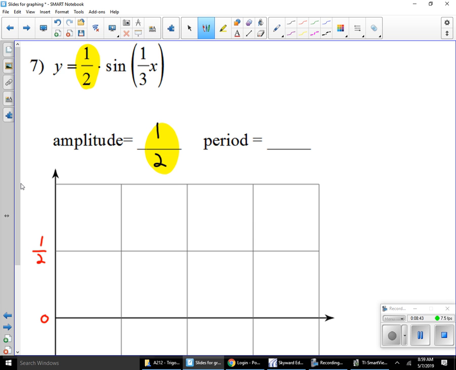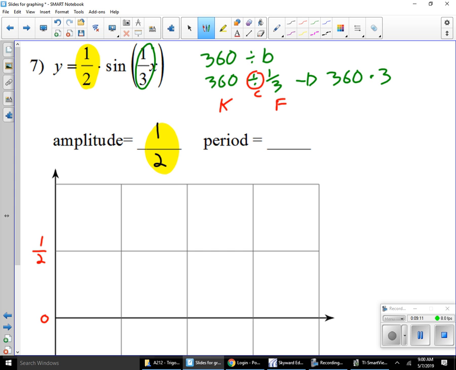Now that fraction for the period is certainly interesting. Remember, period is 360 divided by b. But now my b is a fraction, 360 divided by 1/3. Well, this is a KFC problem. We keep the first number, we flip the fraction, and change the sign. Dividing by a fraction is the same thing as multiplying by the reciprocal. So what we really want is 360 times 3. 360 times 3, that is 1,080.